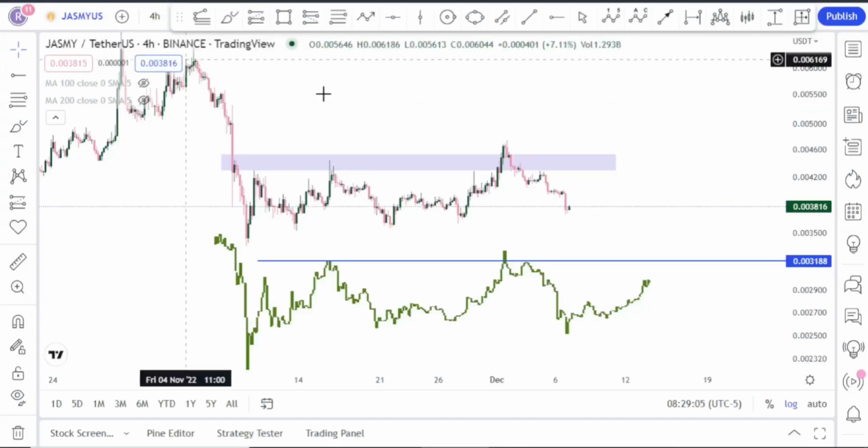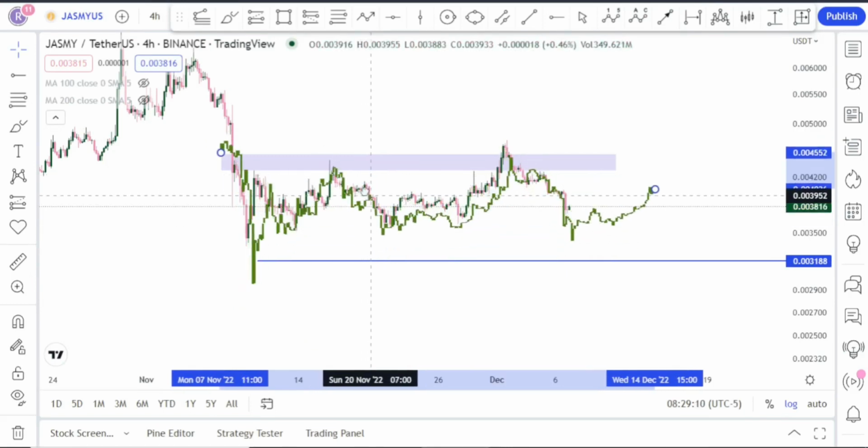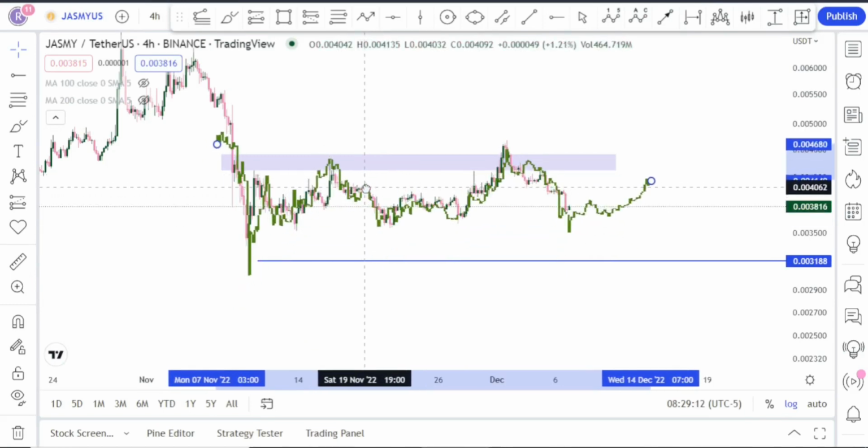We are still following our fractal right here. We'll give it maybe a week or something like that to see what exactly will happen with this fractal. But with this being said, I would actually have to cut this one right here.